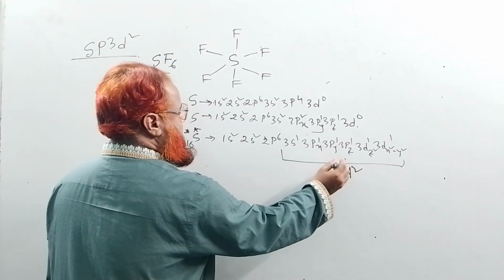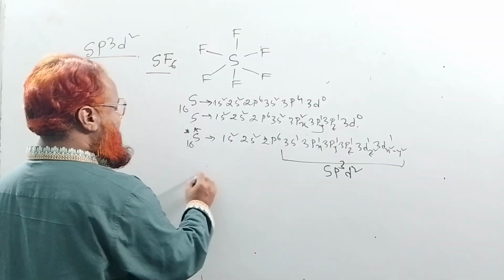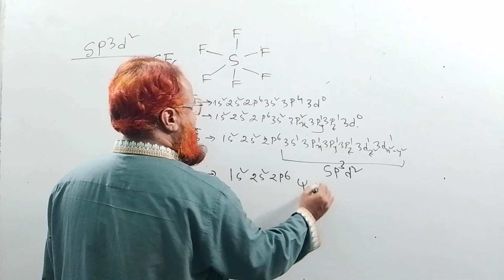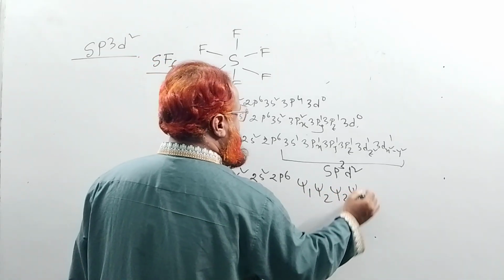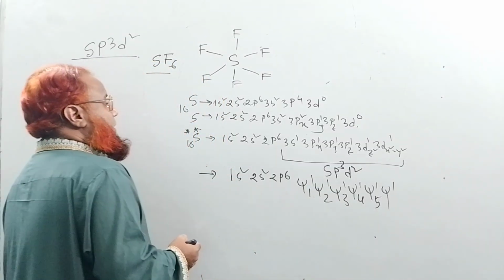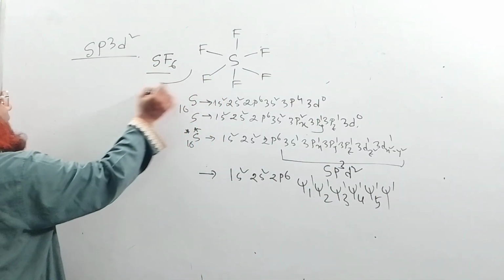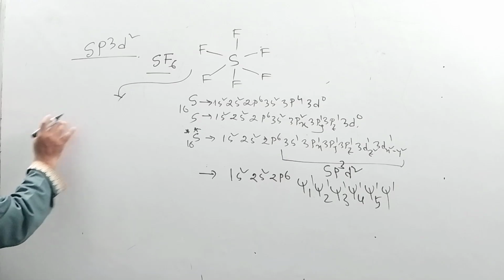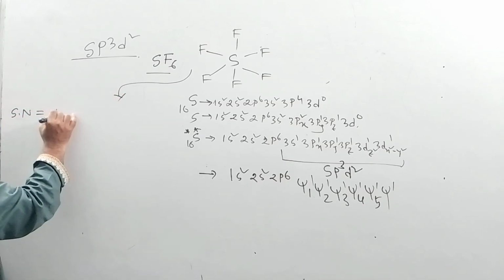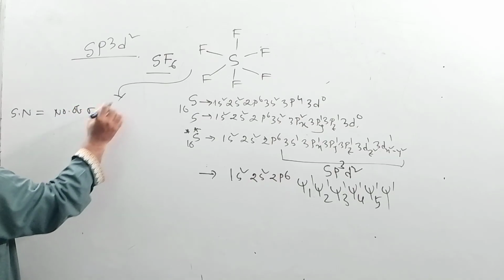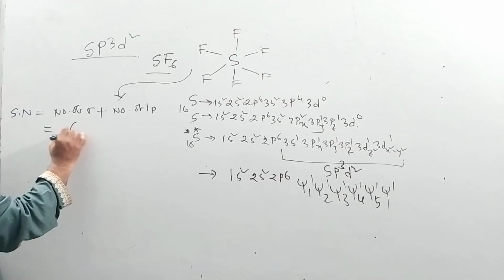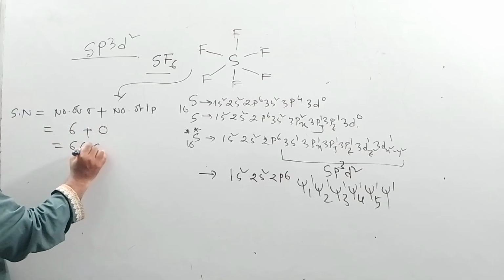Now the total number of hybrid orbitals will be psi 1, psi 2, psi 3, psi 4, psi 5 and psi 6. Now let us talk about the finding. Again, steric number, you know, number of sigma bond plus number of lone pair. So sigma bond is here 6, lone pair is 0.